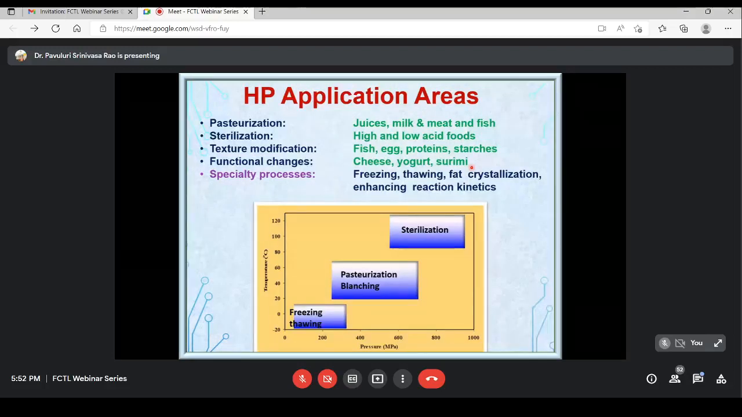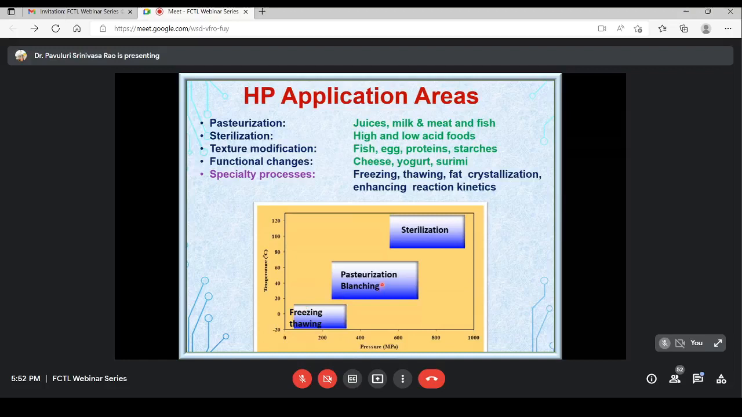And some specialty processes I already told: freezing, thawing, fat crystallization, and enhancing reaction kinetics where a slow reaction is there. Again, here the ranges of temperature and pressure combinations are shown for various applications. Freezing and thawing is generally restricted within 300 megapascal, but the temperatures are lower than 20 degrees centigrade.